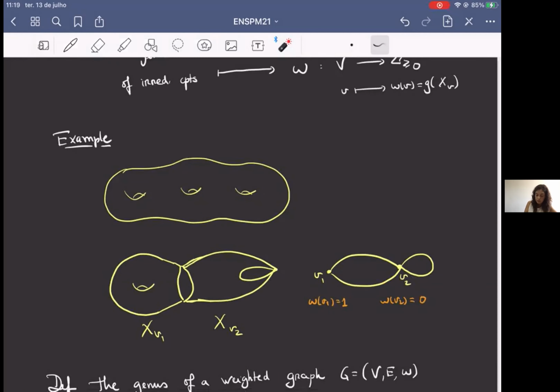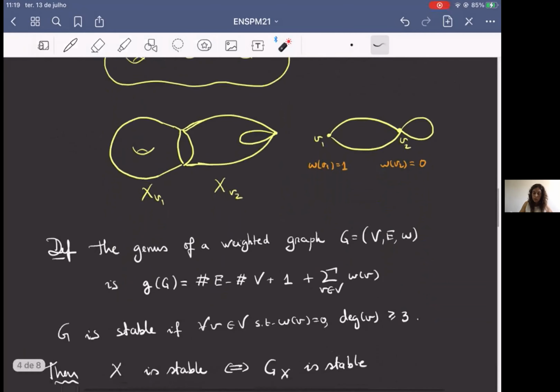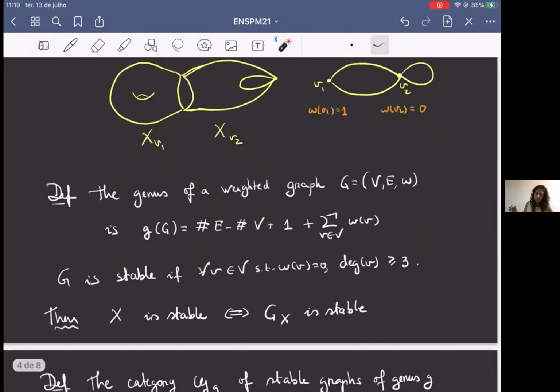And you keep track of the fact that this is still a genus 1 curve by saying that this vertex will be given weight 1. But for this, you just say that this has weight 0 because the fact that this has an internal node is already considered in the loop. So then you define the genus of your weighted graph by saying that the genus is just the first Betti number of your graph, which is always going to be connected, and then you sum the weights of your vertices.